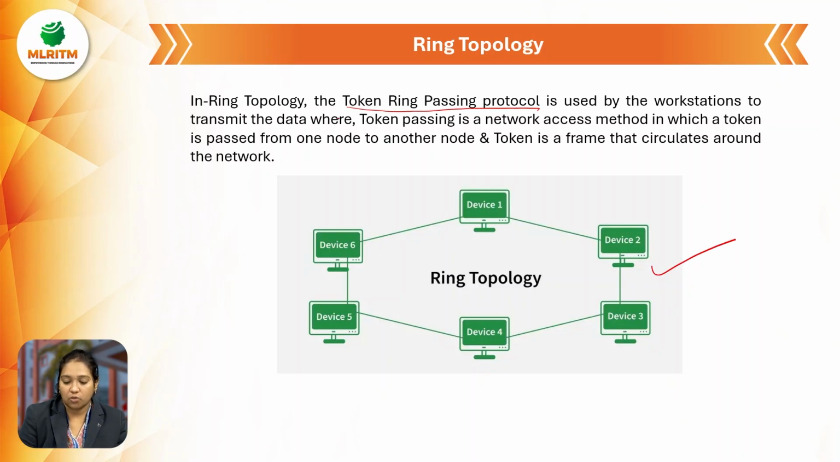In ring topology, the token passing protocol is used by the workstation to transmit the data, where token passing is a network access method in which a token is passed from one node to another node, and the token is a frame that circulates around the network. This is called ring topology.